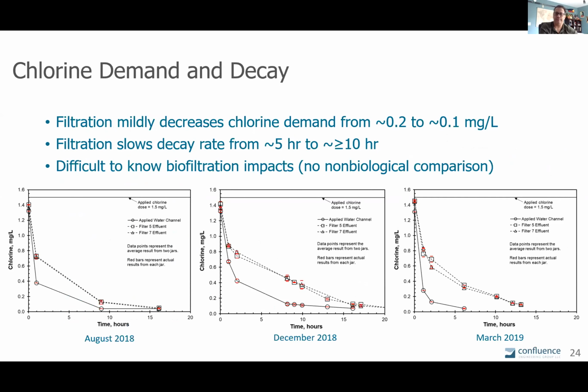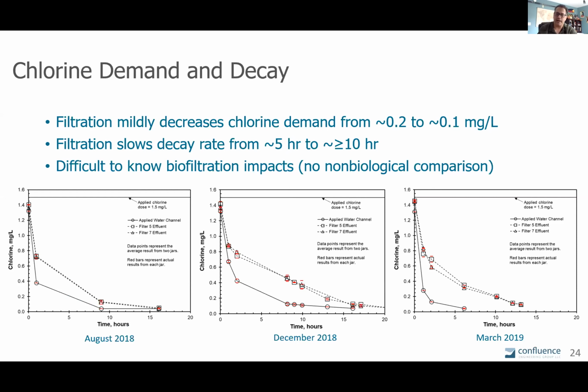We also looked at chlorine demand and decay. These are 3 snapshots of chlorine demand decay that were captured throughout the study, from left to right: August 2018, December 2018, March 2019. The one thing that, again, let's step back, this was establishing a monitoring program. We did not alter treatment performance of the treatment plant, so we didn't have a chlorinated filter to compare to, to see if the biological filters were performing better than if the filters were chlorinated or not. We were just studying how the biological filters were performing.